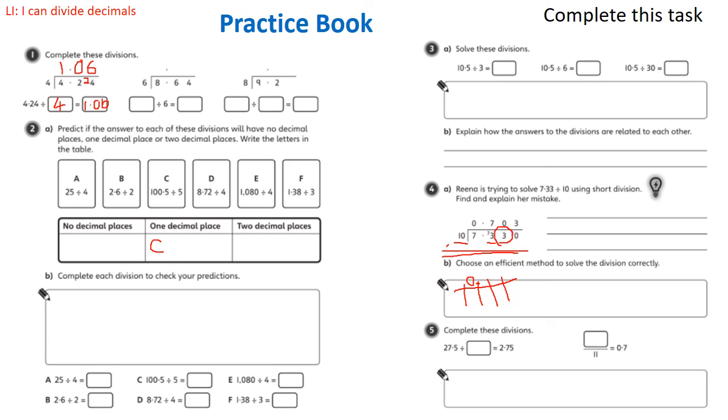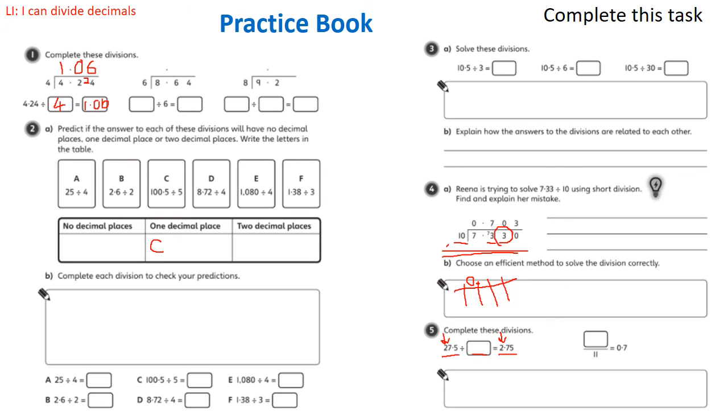And then finally, question 5. Complete these divisions. 27.5 divided by something equals 2.75. Look at the digits there. What do you notice? It's all the same digits, but are they in the same place? Is the 2 in this one worth the same as the 2 in that one? That should help you work out what number is going to go in here.